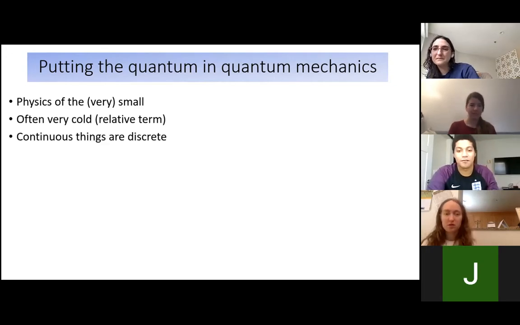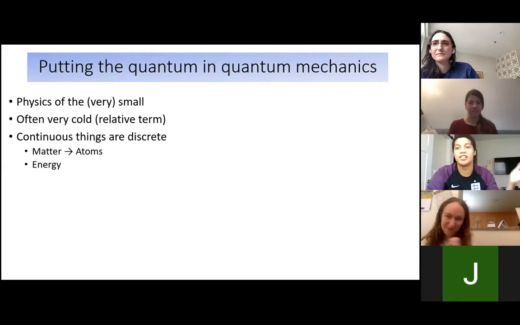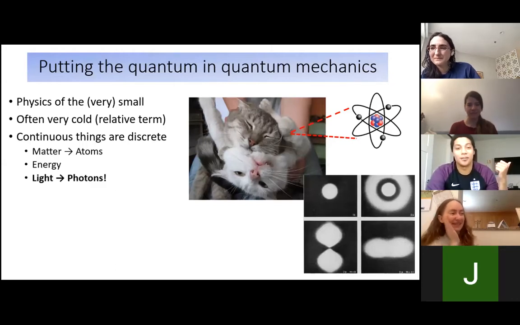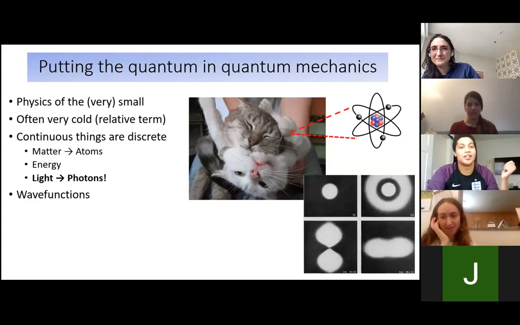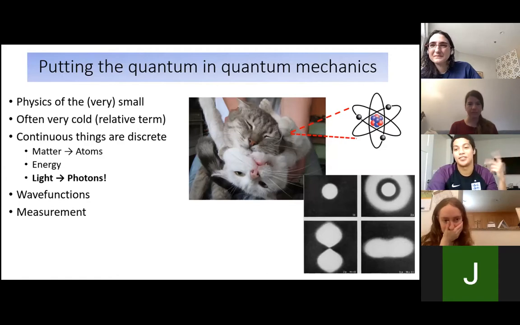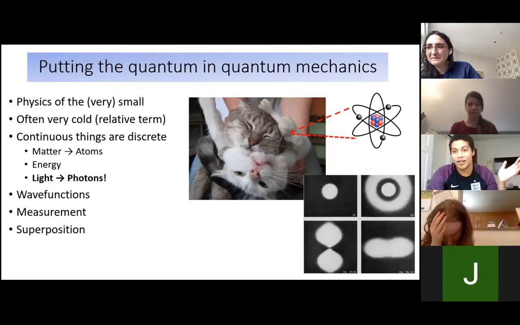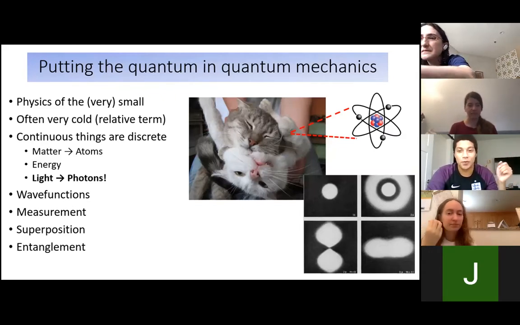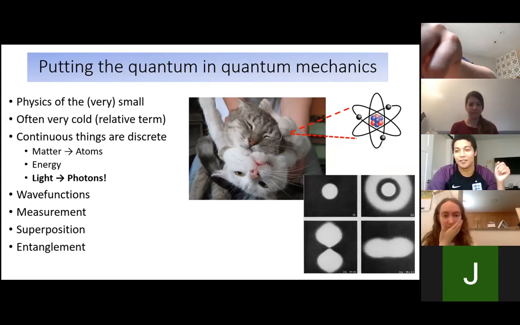With atoms, we have matter, we have atoms, energy, and today we're going to talk about light. And light exists as something discrete that we call photons. I'm sure through all these talks, especially at the beginning, you've talked about wave functions, the importance and implications of measurement, the property of superposition, where qubits live as a superposition of two states, 0 and 1, and spooky action at a distance, entanglement, a very quantum effect.